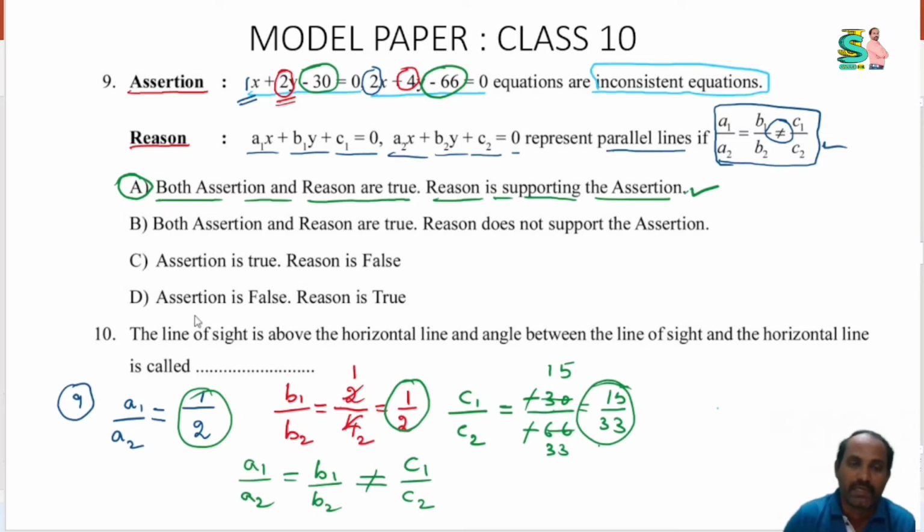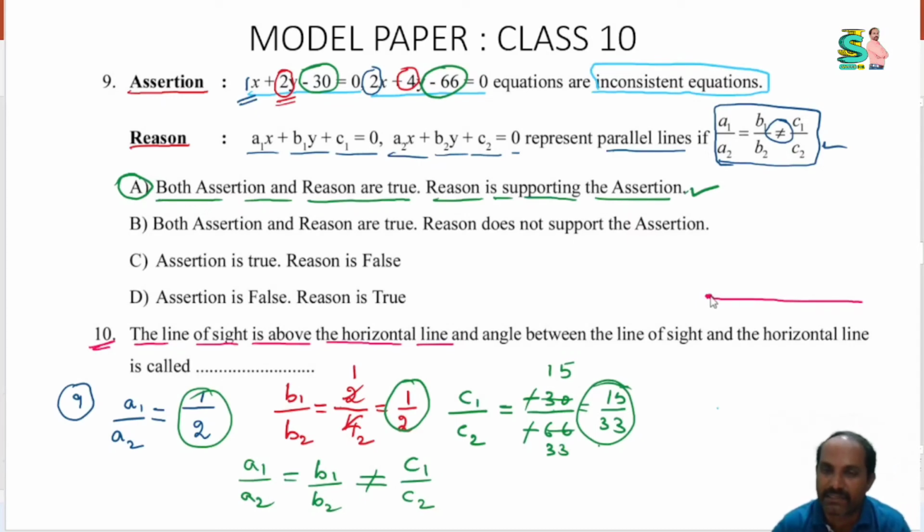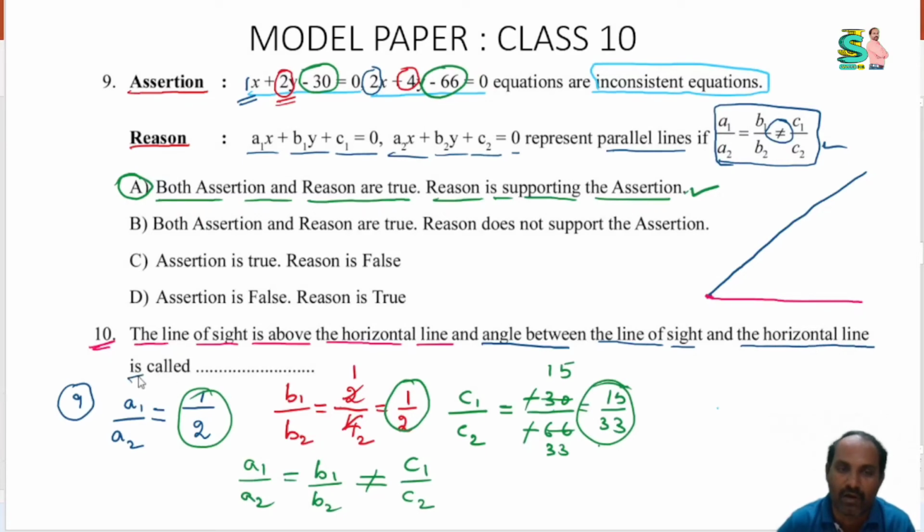Okay. Now here 10th question. What is given in the question? The line of sight is above the horizontal line. Line of sight means the observer is standing here. I will take another color for this one. This blue color is the line of sight. Standing here, the angle between the line of sight and the horizontal line is called.